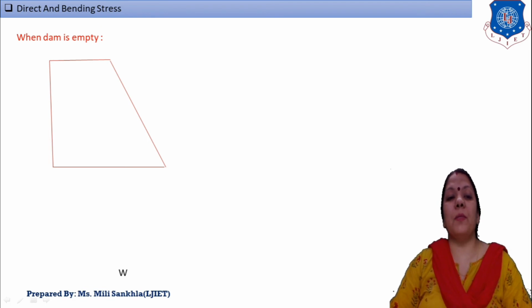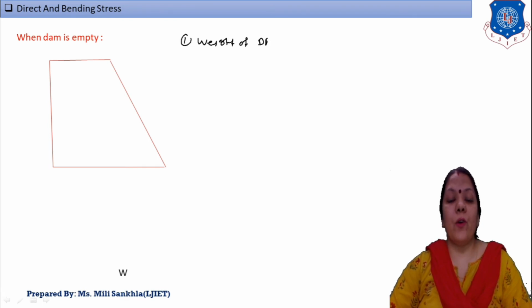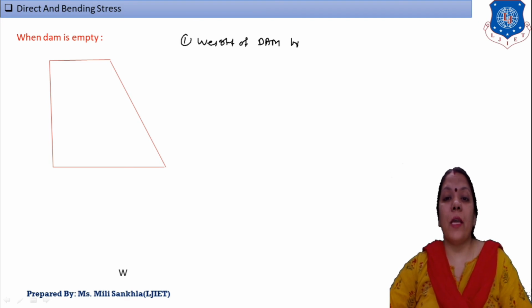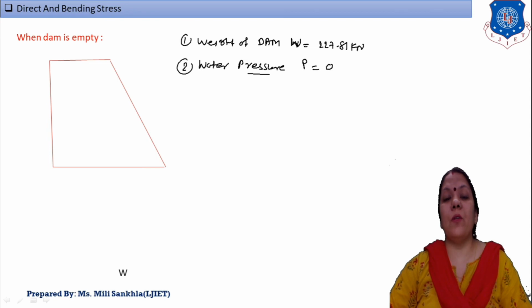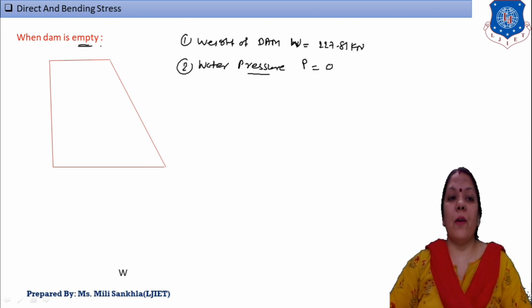Okay, first of all, the steps are same as when dam is full with water. First we find out weight of dam, that is capital W, which we already found: 227.81 kilonewton. Second, we find out water pressure, but dam is empty, that means no water in dam. So in that condition our water pressure P is equal to 0. Here our dam is empty, so for this case our P is equal to 0.